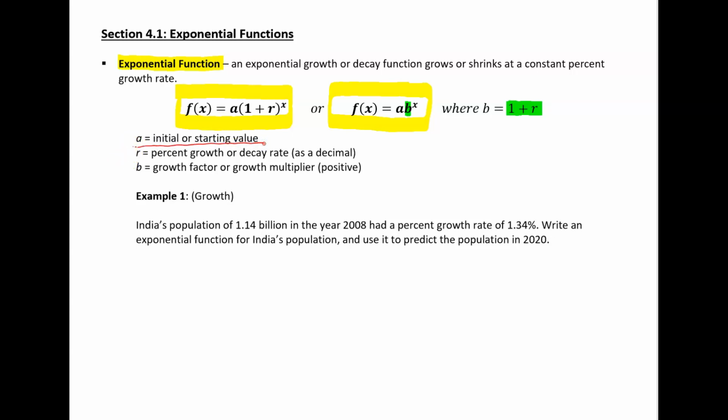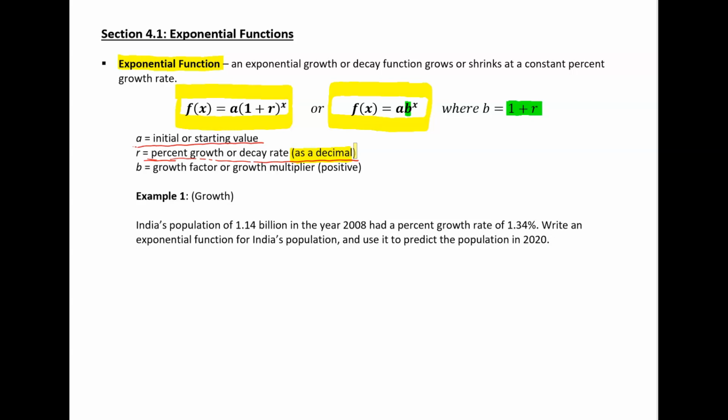It may be the starting population they give you. It might be a certain substance that you're starting with and it's decaying. r is going to be your percent growth or decay rate. And it is important to note that it is a decimal. So if it's given as a percentage, you need to change that to a decimal before you get going. And then b is your growth factor or growth multiplier, and it's typically going to be positive.